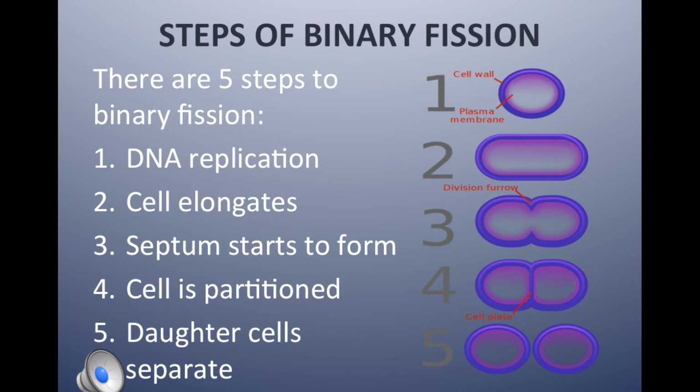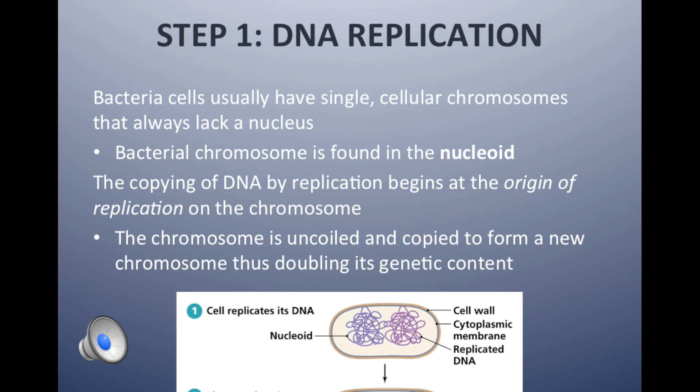There are 5 steps to binary fission. Step number 1 is DNA replication. Number 2 is cell elongation. Number 3 is the septum starts to form. Number 4 is the cell is partitioned. And finally, number 5 is daughter cells separate.